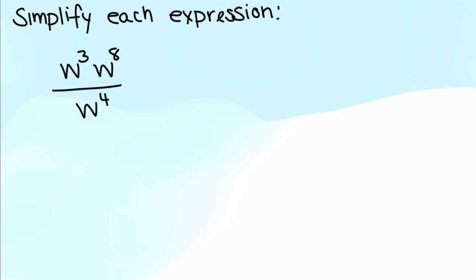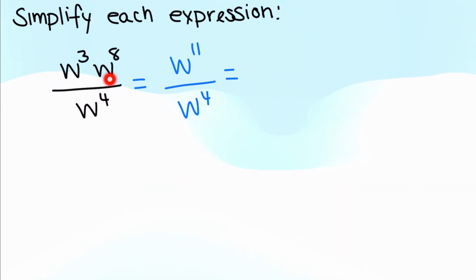w to the 3rd times w to the 8th divided by w to the 4th. So this problem is going to involve multiple rules, and there aren't any parentheses, so it turns out the order you do the rules in actually doesn't matter. But I'm going to use my product rule first and multiply w to the 3rd times w to the 8th. Because that's a product, we can add the exponents. 3 plus 8 is 11. So now I've got w to the 11th divided by w to the 4th. We subtract the exponents. 11 minus 4 is 7, and that gives me an answer of w to the 7th.